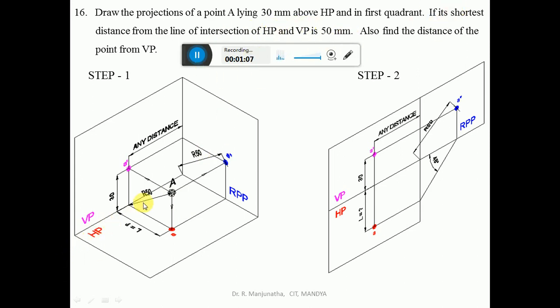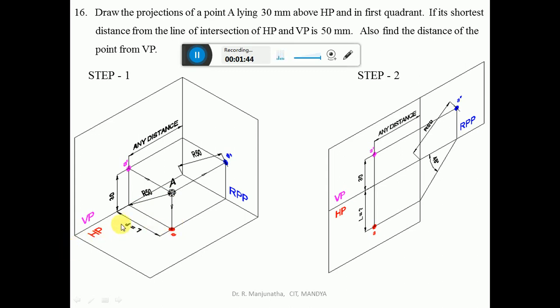So this is the horizontal plane, the intersection, and this is the vertical plane. The line of intersection of HP and VP is this line, and the shortest distance is from here to this point. So we know the distance above HP and we know this distance, but what we need to find out is this distance, which is in front of VP.